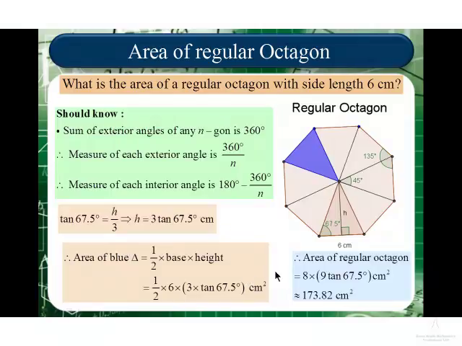And finally, the area of the regular octagon will be 8 times this particular area of any one of those small triangles. Multiplying out using your calculator, we get to an area measure of 173.82 square centimeters. That is accurate to 2 decimal places.